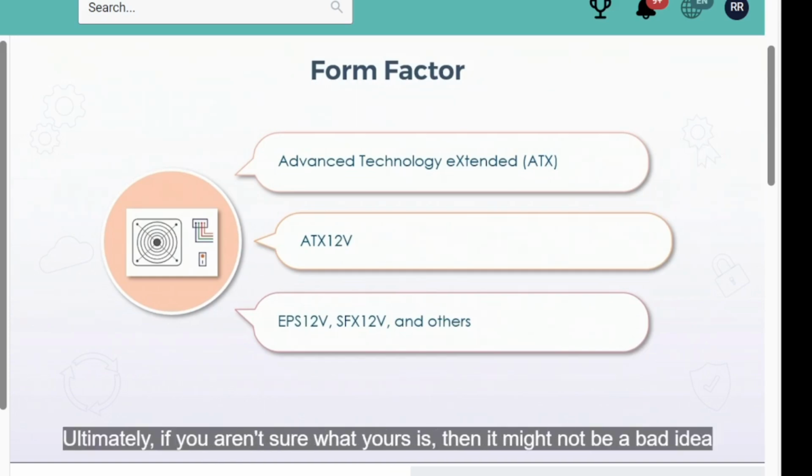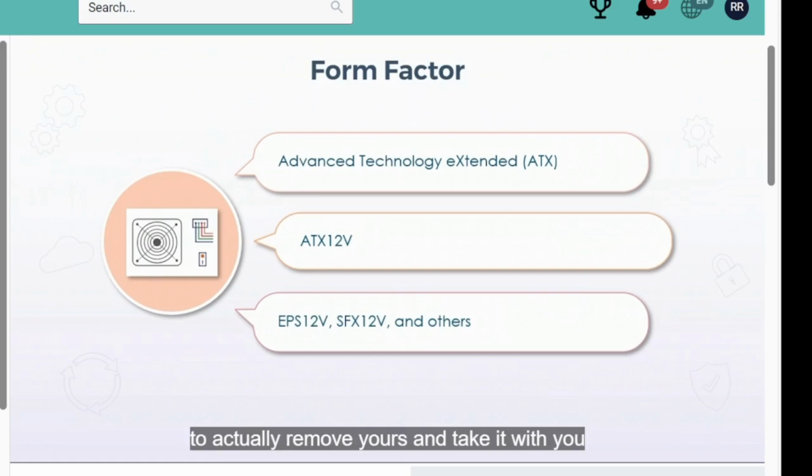Ultimately, if you aren't sure what yours is, then it might not be a bad idea to actually remove yours and take it with you if you are purchasing a new one, so that you can be sure that you get one that is the same size.